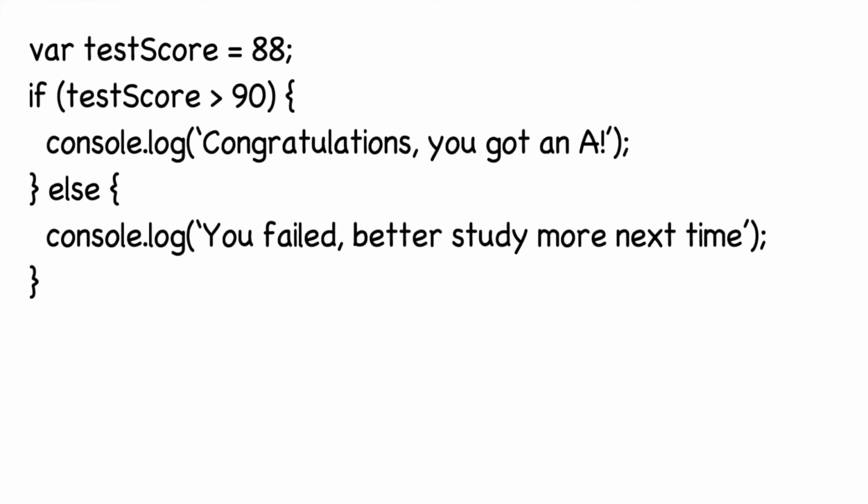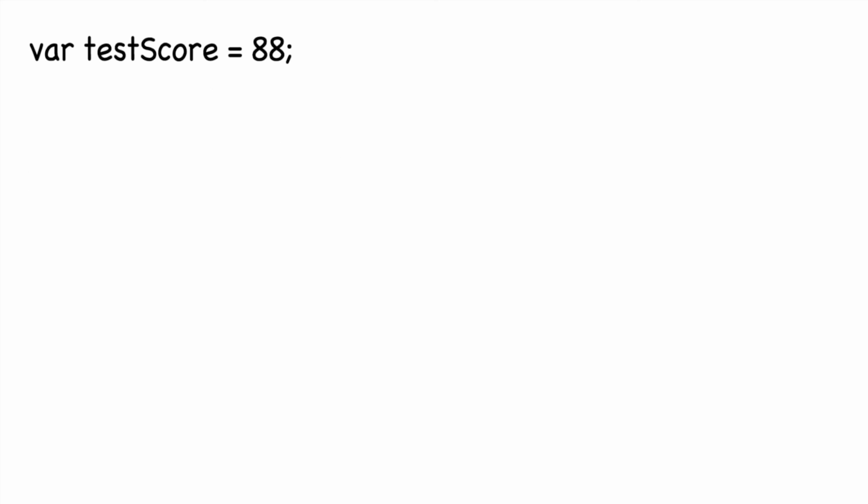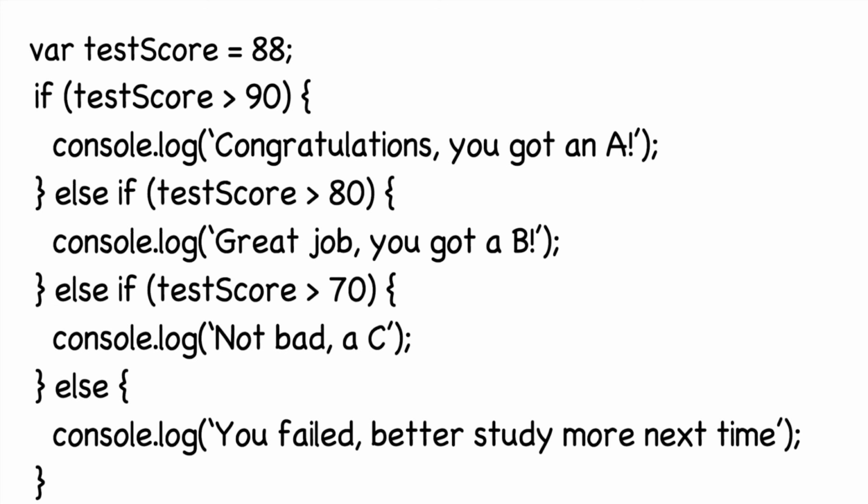So let's add some else if options. If the score is above an 80, we'll go into the code block that returns the string great job, you got a B, and then repeat that pattern of else if for more specific feedback. This section of code gives a much better response to an 88, a 78, or a 68, rather than a pass-fail only version of the code.